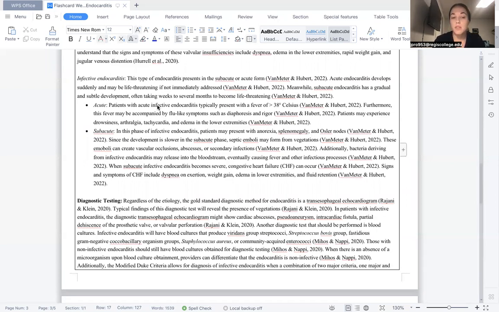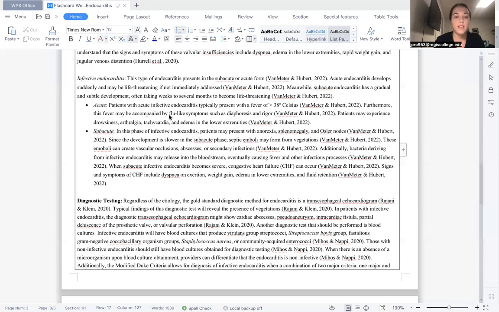Specifically with the signs and symptoms in the acute phase, you're going to see a patient presenting with a fever that's greater than 38 degrees Celsius. And that fever would be accompanied by flu-like symptoms like diaphoresis or rigor, so the patient's shaking. And then you will also see patients experiencing drowsiness, arthralgia, tachycardia, and edema in their lower extremities.